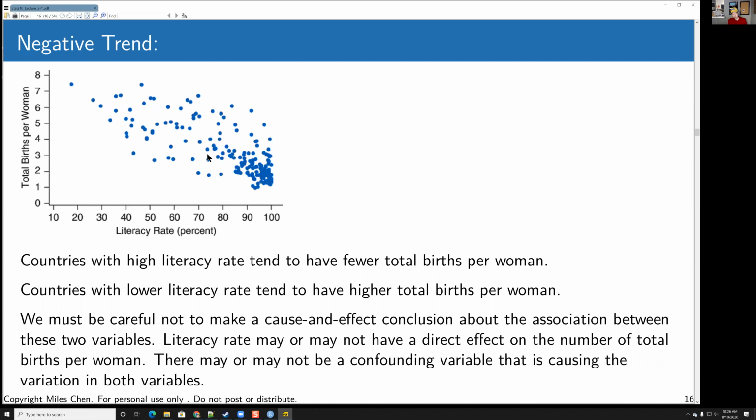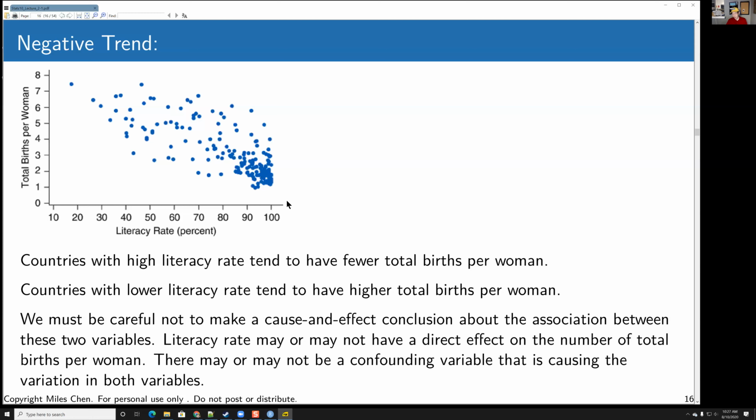But there are other factors at play, right? Like the infrastructure and access to healthcare and access to education of a country that is developing could lead to changes in both of these variables. And so we have to be careful not to make cause and effect conclusions when we see some kind of trend like this, okay?